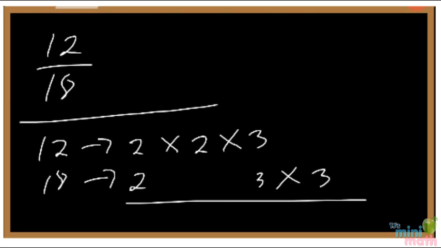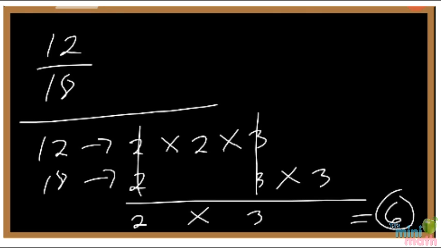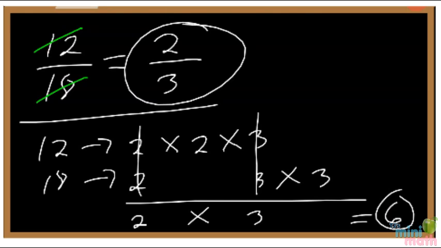Then we are going to identify the common factors. We have 2 and then 3. Then we're going to multiply 2 times 3. You will get 6 as the GCF. Now with 6 as the GCF, we're going to divide that with the numerator and the denominator. If we divide 12 by 6, you will get 2. Okay, if we divide 18 by 6, you will get 3. So 2/3 is already the lowest term of 12/18.